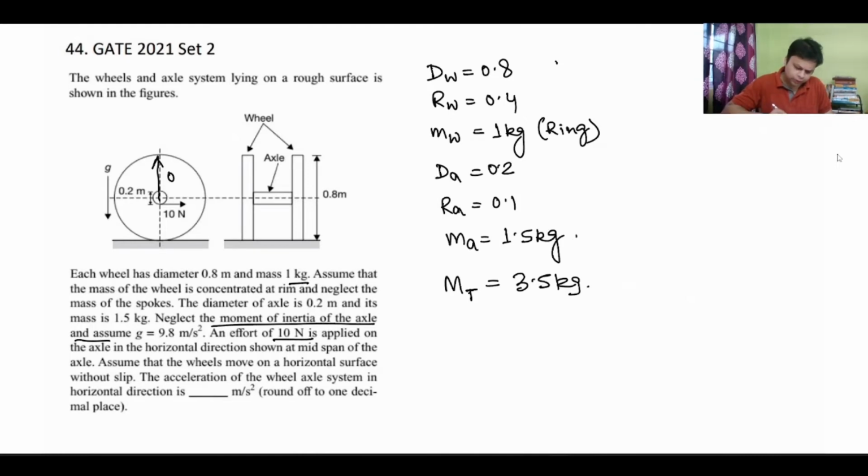An effort of 10 Newton you can see is applied on the axle in the horizontal direction, shown in the midspan of the axle. Assume that the wheels move on the horizontal surface without slip. There is no slipping, so this is pure rolling. The acceleration of the wheel axle system in horizontal direction. So basically, the system is accelerating with some acceleration A. Let me say ACM. So you are required to find out the ACM.